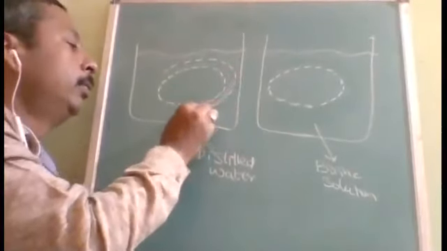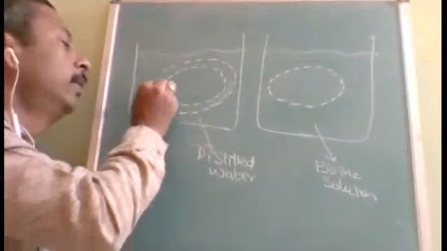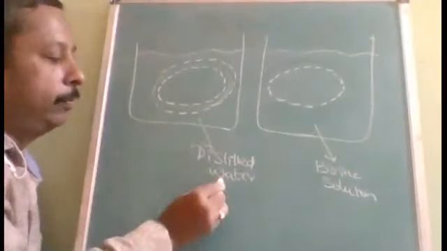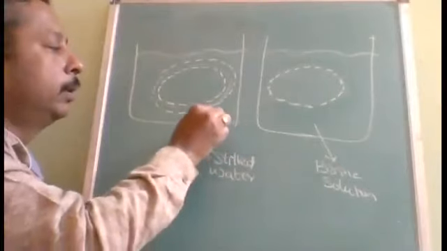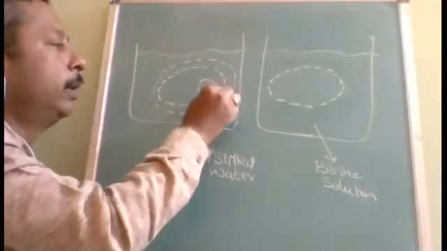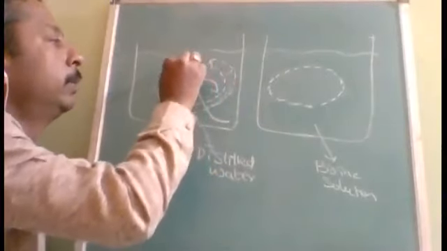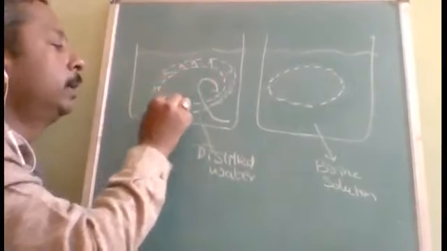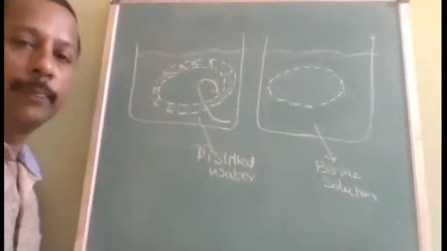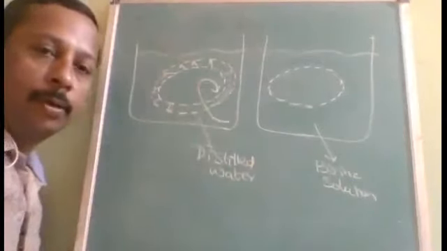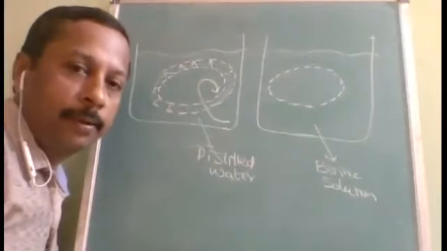Now you can identify what process it is, endoosmosis or exoosmosis. See, water is the only solvent. More solvent will go inside, and because of which this swelling will take place. So this is which type of osmosis? Exoosmosis or endoosmosis? It is endoosmosis.